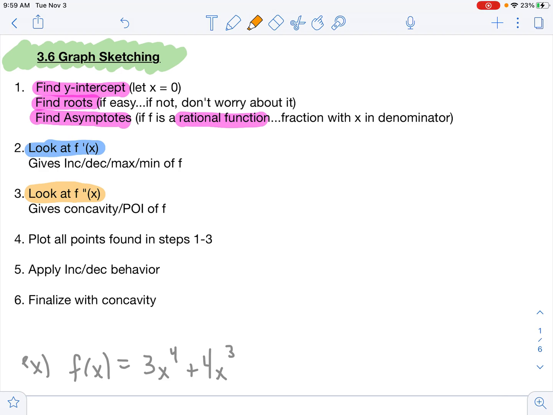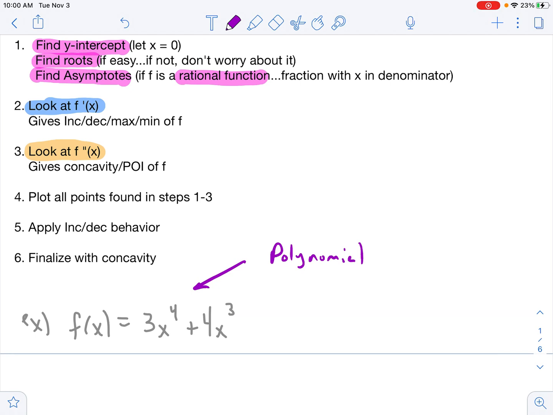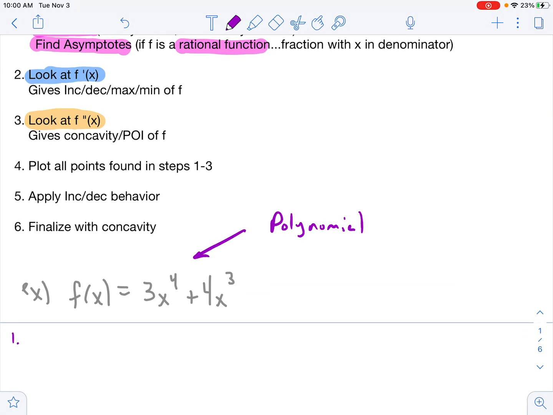So let's go through a few examples of sketching curves and see if we can do this stuff, okay? So in the first example, we have a polynomial, okay? Again, you should be able to recognize a polynomial when you see one. That's not going to have any asymptotes, okay? So first thing I'm going to do is find the y-intercept. So I'm going to look at f of 0. I'll plug 0 in for x, and here we're just going to get back 0. So the y-intercept is the point (0, 0).